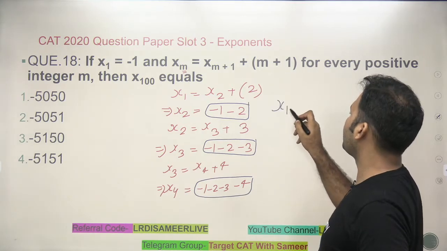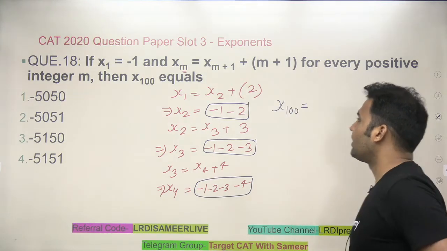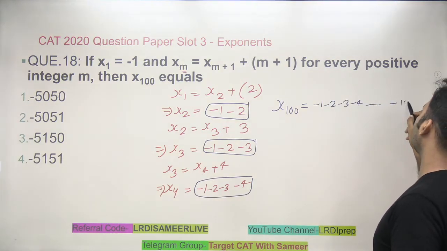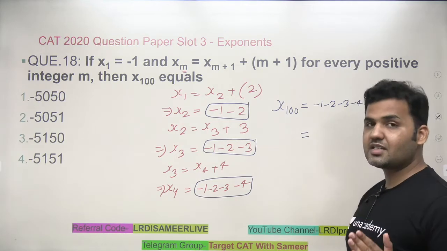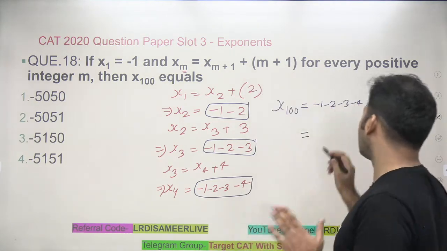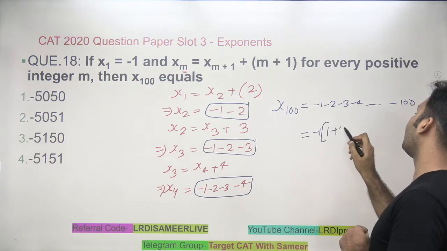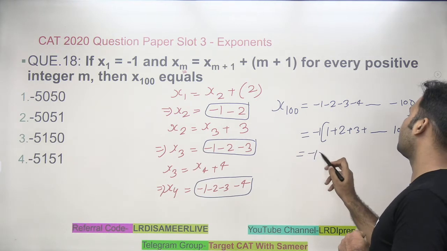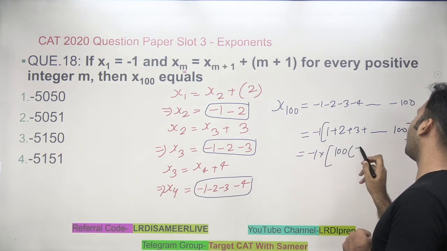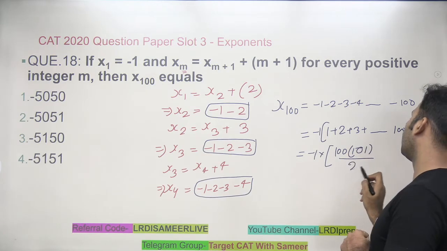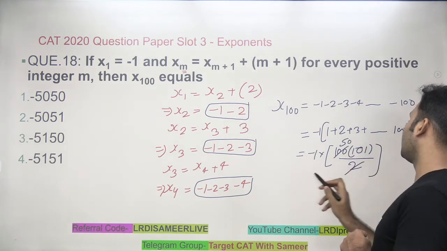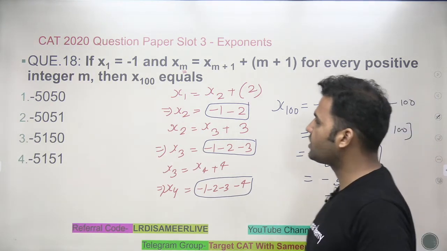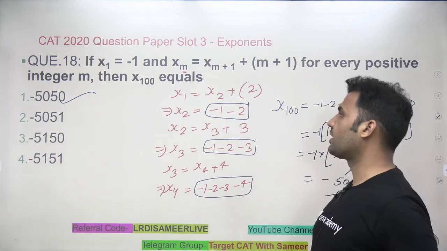I want to find out the value of x100 now. That will be minus 1 minus 2 minus 3 minus 4 up to minus 100. So it's basically sum of first 100 natural numbers with a negative sign. So if I take minus 1 as common, this will be 1 plus 2 plus 3 up to 100. Sum of first 100 natural numbers would be n into n plus 1 by 2, right? This will cancel on 50. So you will have the value as minus 5050. This is the answer of the question, which is option number 1. 1 would be the correct answer.